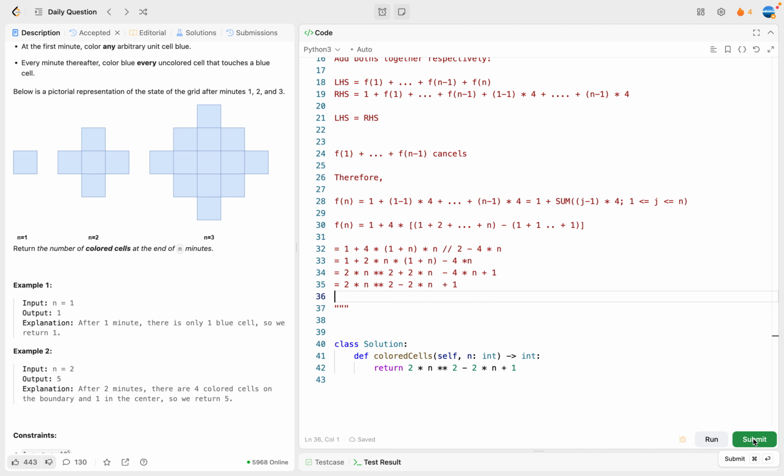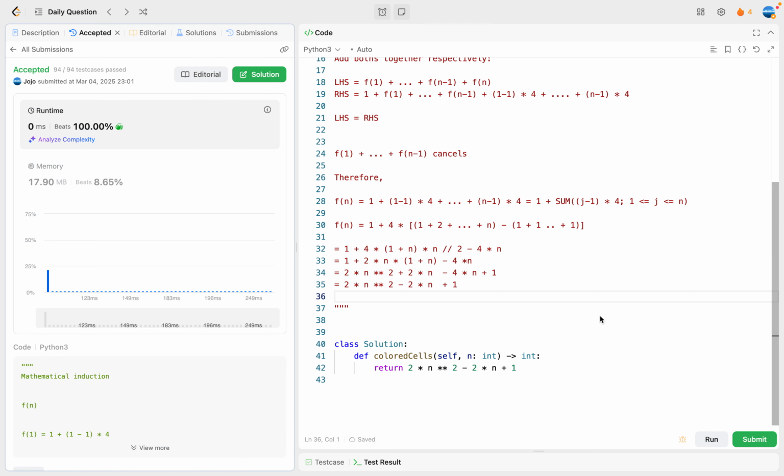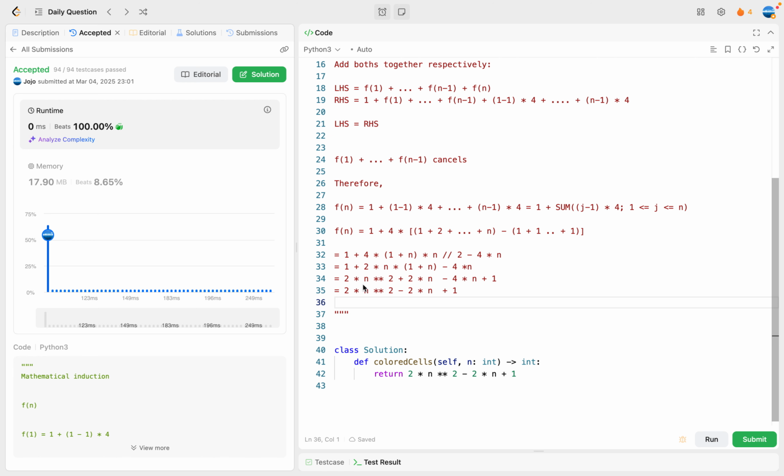Now let's test it directly. It passes all the cases. Needless to say, the time and the space complexity are both O(1), right?